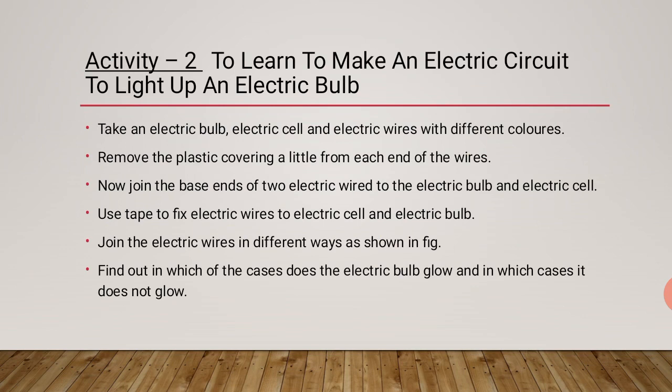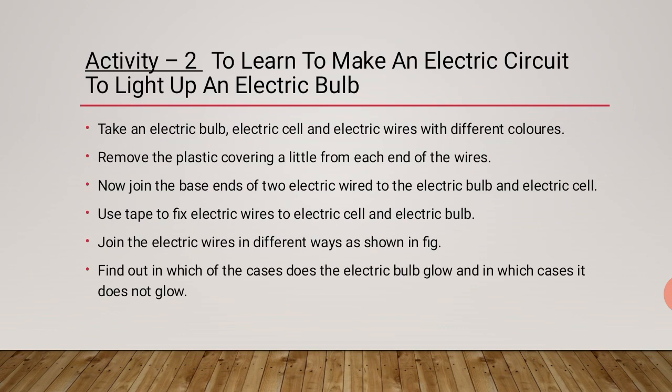Okay, next thing is activity. To learn to make an electric circuit to light up an electric bulb. To do this activity we require electric bulbs, electric cell and connecting wires of different colors. These are the things we need to do this activity: electric bulb, electric cell and connecting wires of different colors.